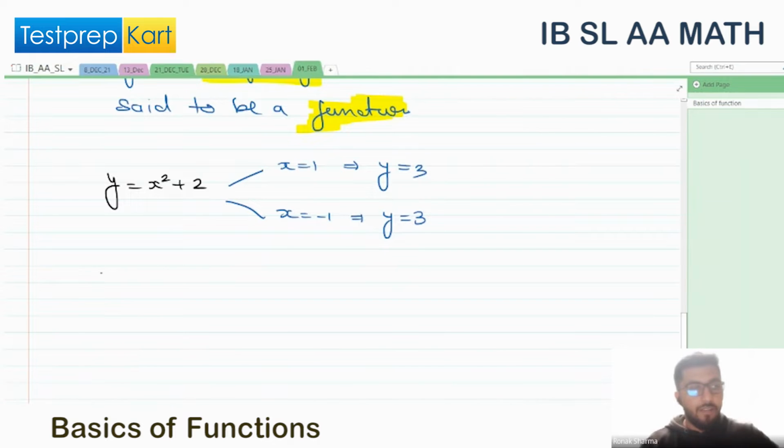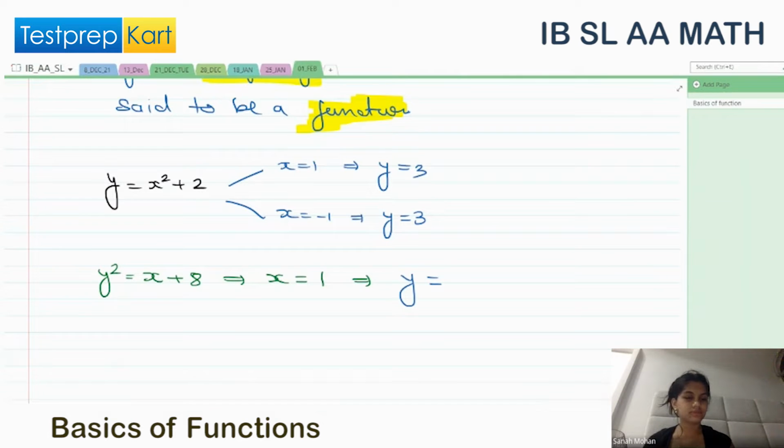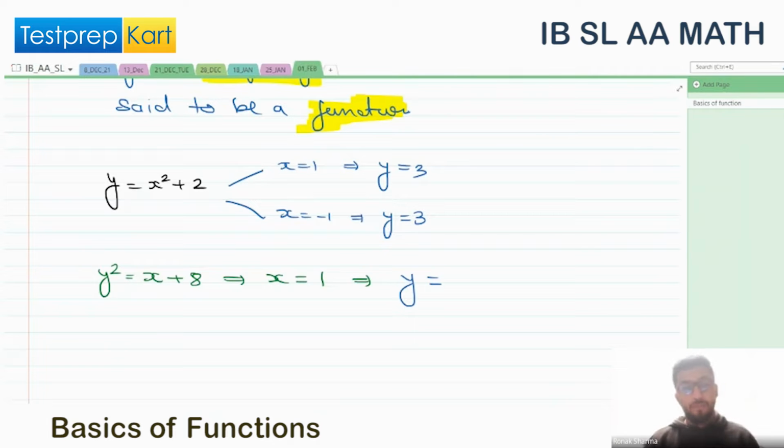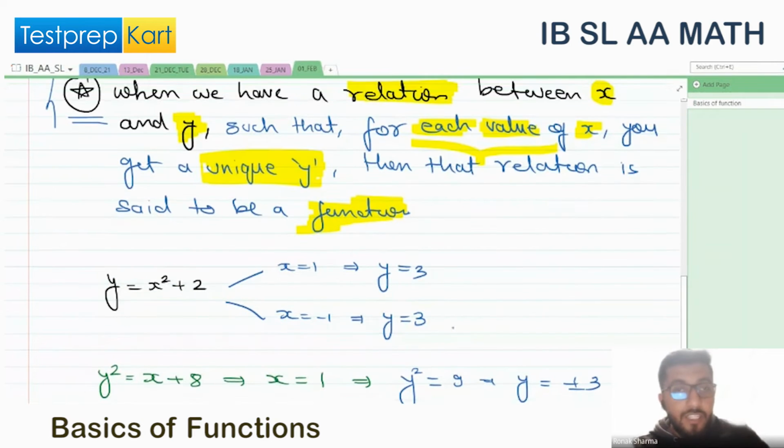Now, let's say I have y square equals x plus 8. If you put x equal to 1, what is the value of y you are going to get? 3. Not only 3, plus minus 3, right? Because y square will come out to be 9, so y equals plus minus 3. That means for x equal to 1, I'm getting two values of y, that is 3 and minus 3.